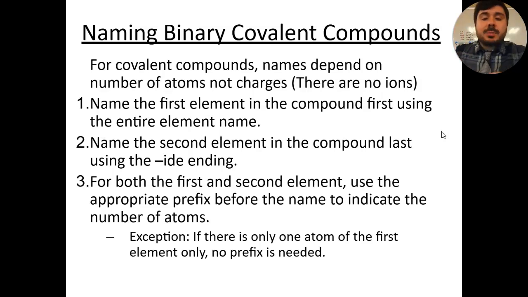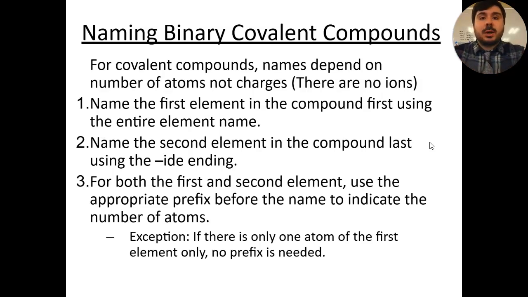Now, it ends up being pretty much the same here, but we use a couple of added things here. So for covalent molecules, the name depends on the number of atoms and not the charges, right? There are no ions. There's no charges present in covalent molecules, right? So for that reason, we can't leverage that crisscross rule that we were previously using, to crisscross the charges down to become our new subscripts, right? We can't do that because there are no charges.